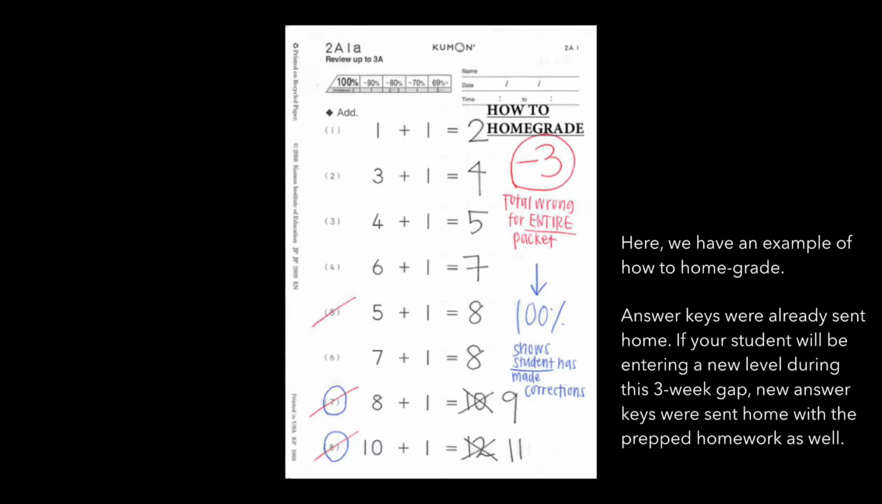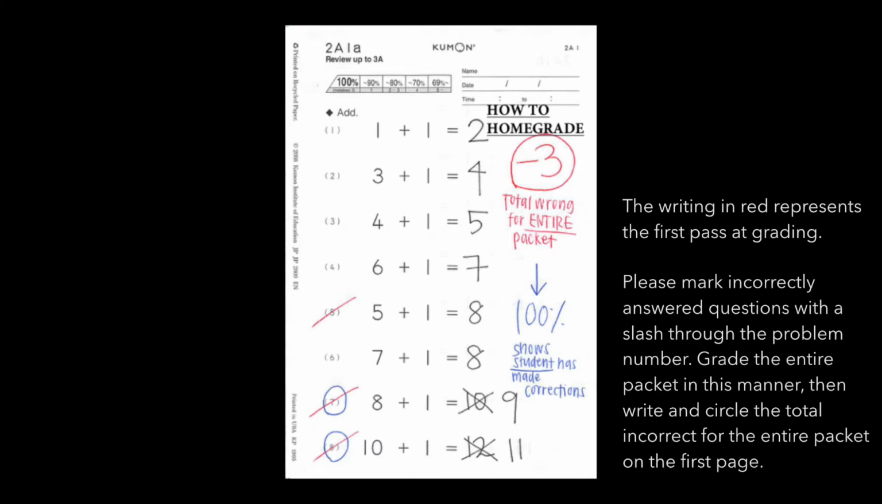Here, we have an example of how to home grade. Answer keys were already sent home. If your student will be entering a new level during this 3-week gap, new answer keys were sent home with the prepped homework as well. The writing in red represents the first pass at grading. Please mark incorrectly answered questions with a slash through the problem number. Grade the entire packet in this manner, then write and circle the total incorrect for the entire packet on the first page.